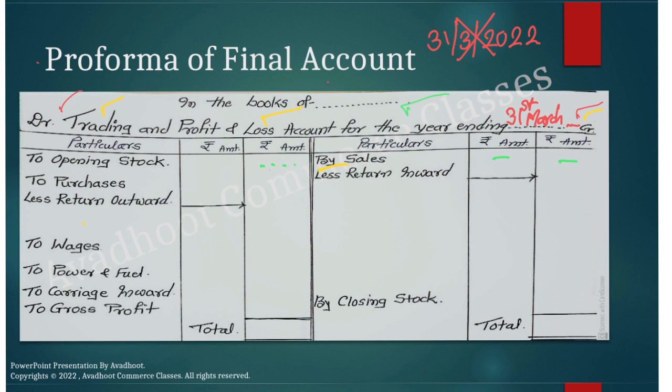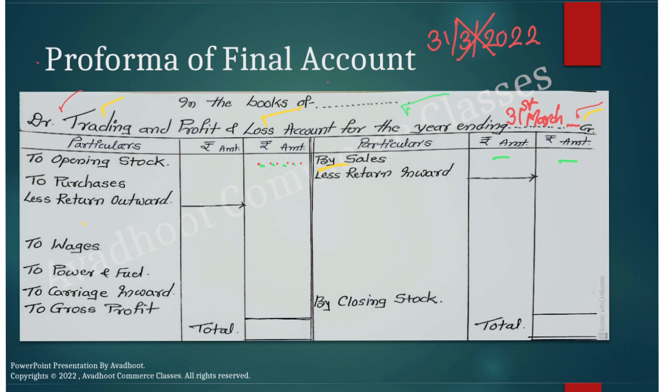And suppose any other item does not have any adjustment, that is to be taken directly to the outer column. Opening stock, up to that stage there is no adjustment, therefore it is to be taken directly to the outer column. That is opening stock, we are going to write here.